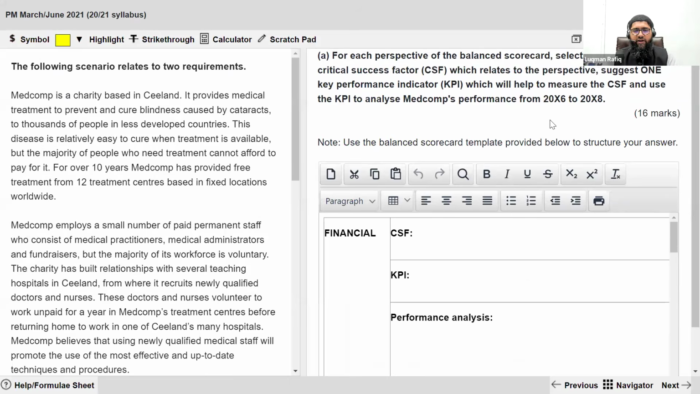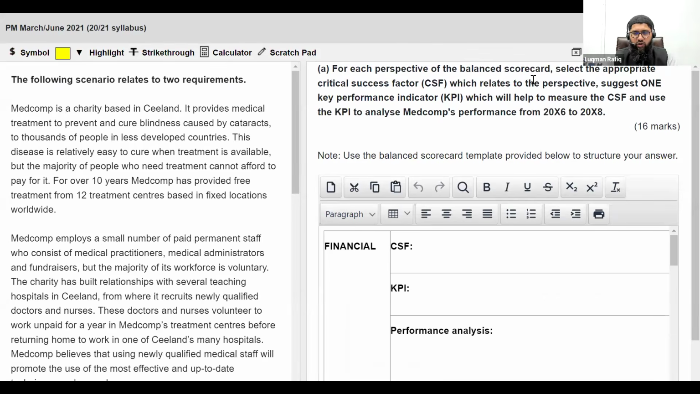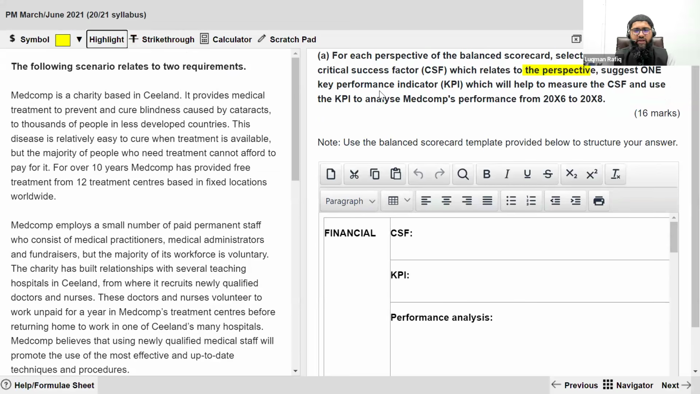What is the requirement of the question? It says for each of the perspectives of the balance scorecard, select the appropriate critical success factor which relates to the perspective. Suggest one KPI which will help to measure the CSF and use the KPI to analyze Medcom's performance from 2006 to 2008. That's what you have to do.